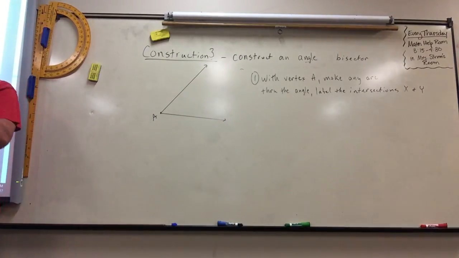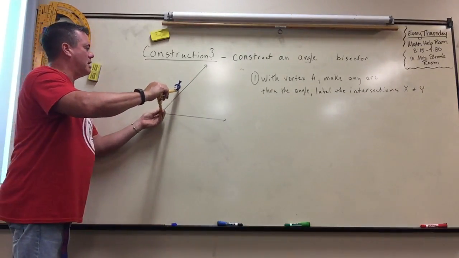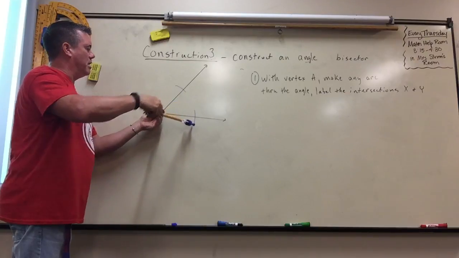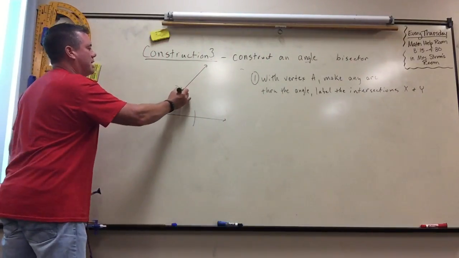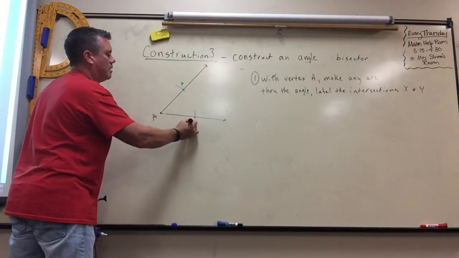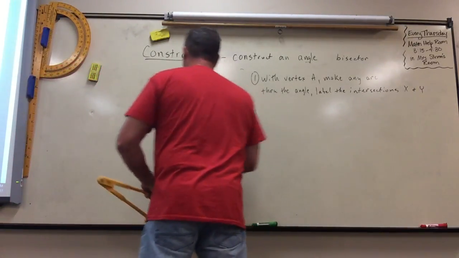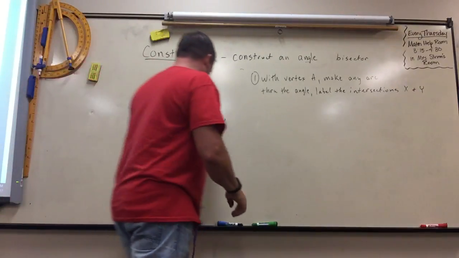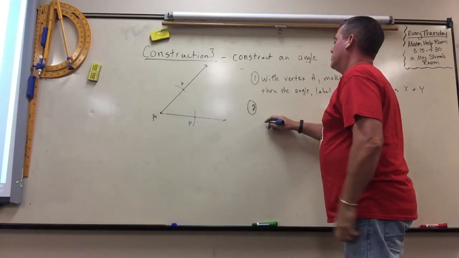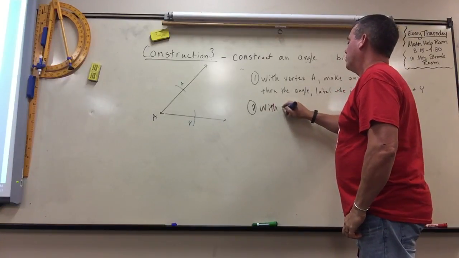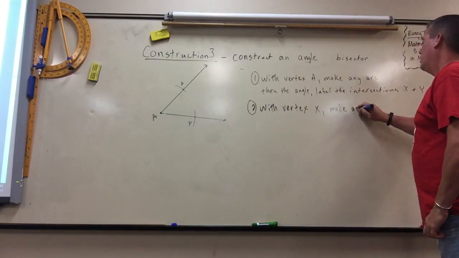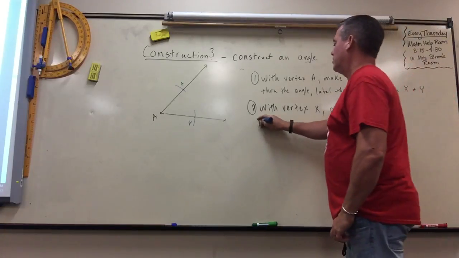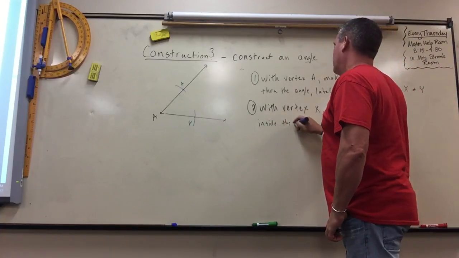So vertex means the pointy part. Pointy part on A. It can be any size arc. And you can make it all the way through if you want, but all we're worried about is where it crosses. And then you label those two intersections X and Y.